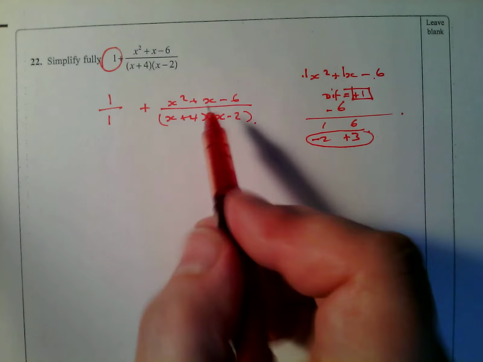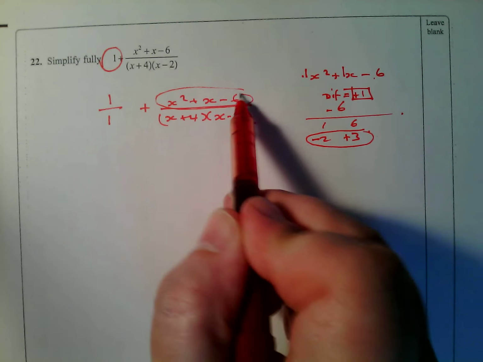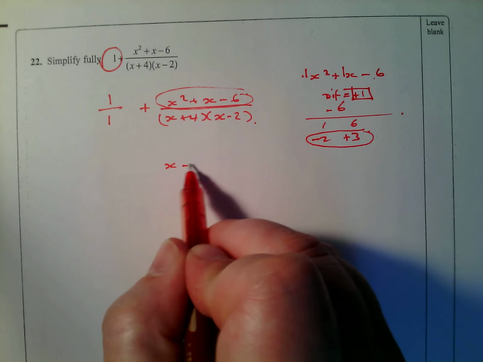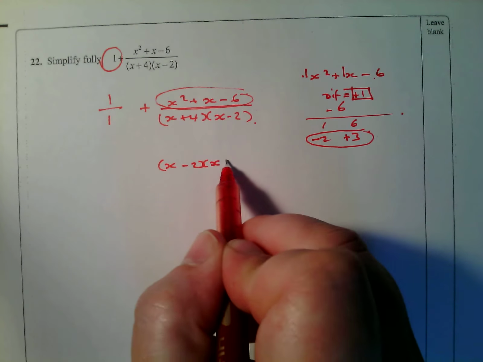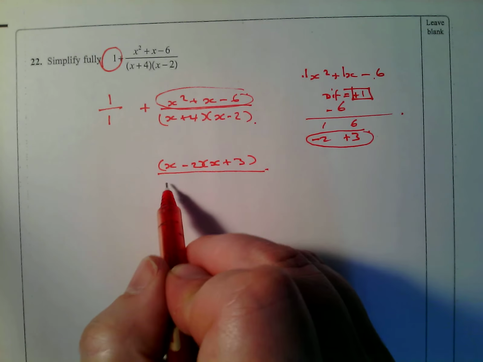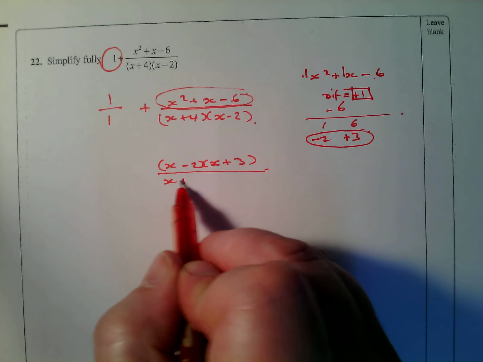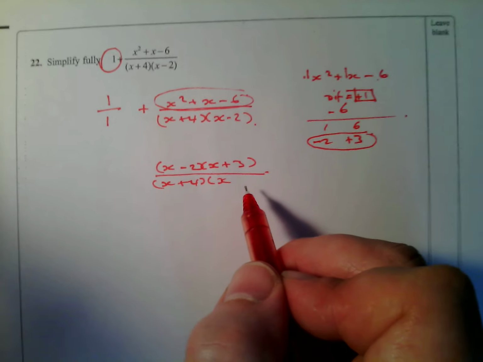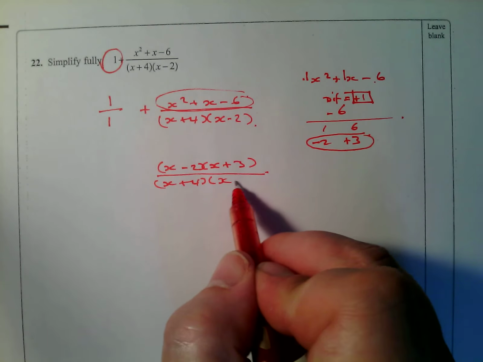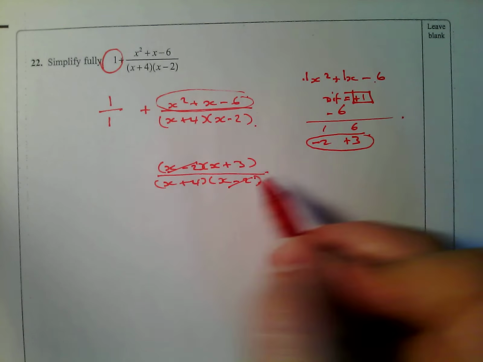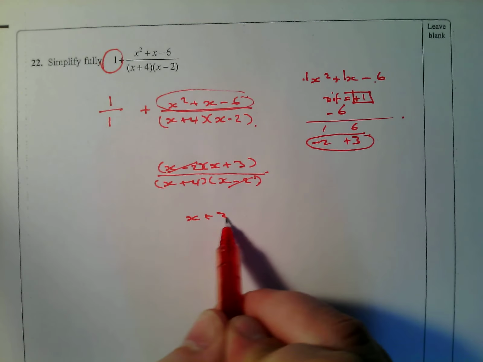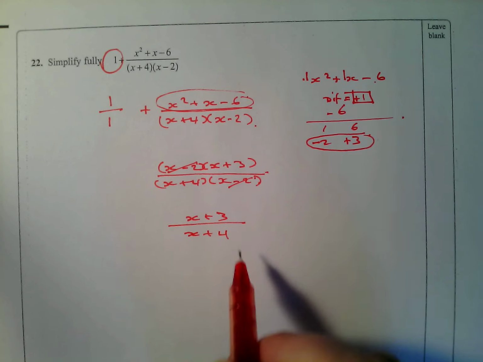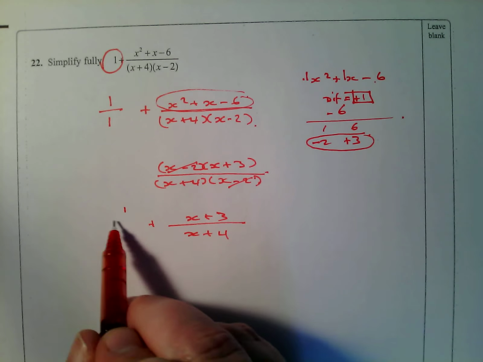Let's break down 6: 1, 6, 2, 3. Here we've got a difference. And it needs to be minus plus or plus minus. Well, I want positive 1. So here that's going to have to be positive and that's negative. So I believe that this bracket can be rewritten as x minus 2, x plus 3.